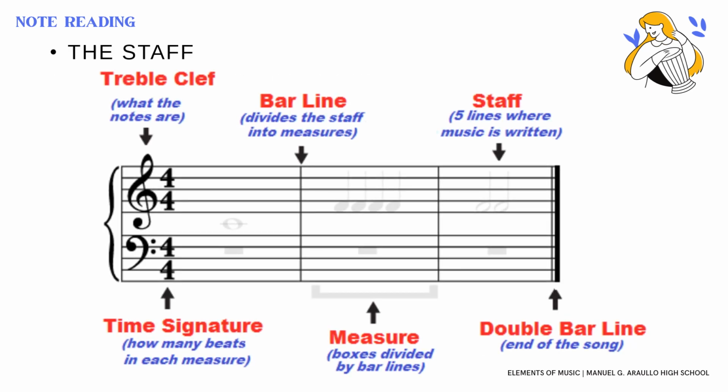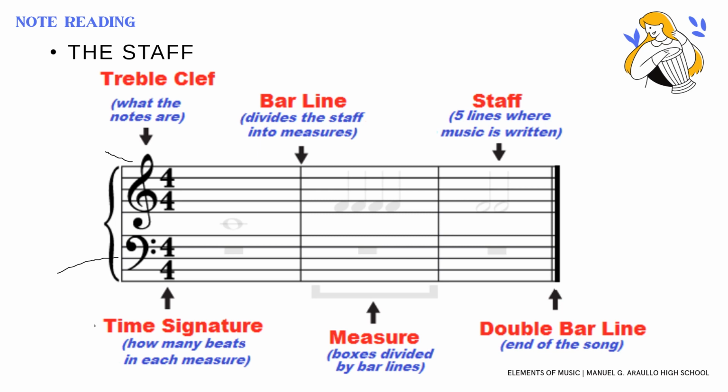Okay, the staff. So, ano-ano yung makikita natin sa staff? Okay, we have the clef. For this one, we have the treble clef. This one is the bass clef. So we have the symbol for G clef or treble clef, and we have the symbol for bass clef or F clef. Okay, next would be time signature.